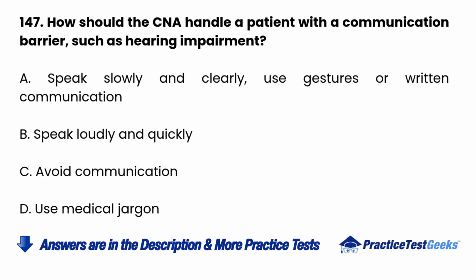147. How should the CNA handle a patient with a communication barrier, such as hearing impairment? A. Speak slowly and clearly, use gestures or written communication. B. Speak loudly and quickly. C. Avoid communication. D. Use medical jargon.